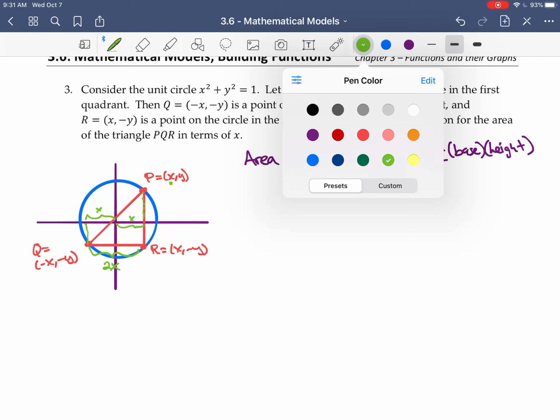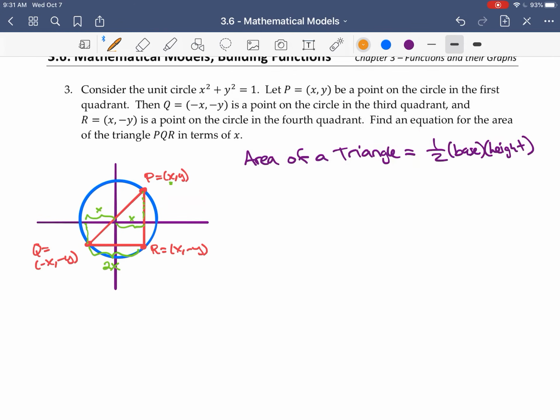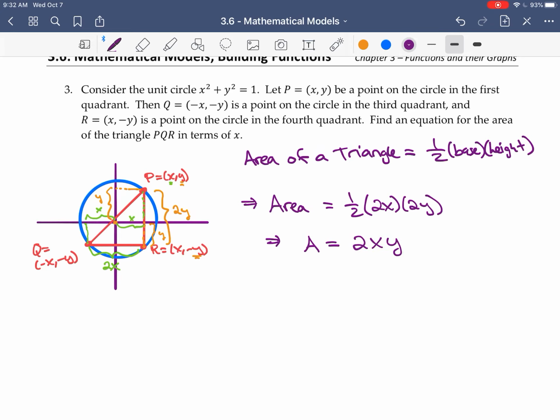Now similarly, we know that from the origin to here, this has length y because of the y coordinate. And this part down to get to R is also going to be y because this coordinate is negative y. So putting those together, that gives me that this length is 2 times y. So putting that into this equation, the area is going to be 1/2 times 2x times 2y. So one of the 1/2s can cancel, and it's going to be 2xy.